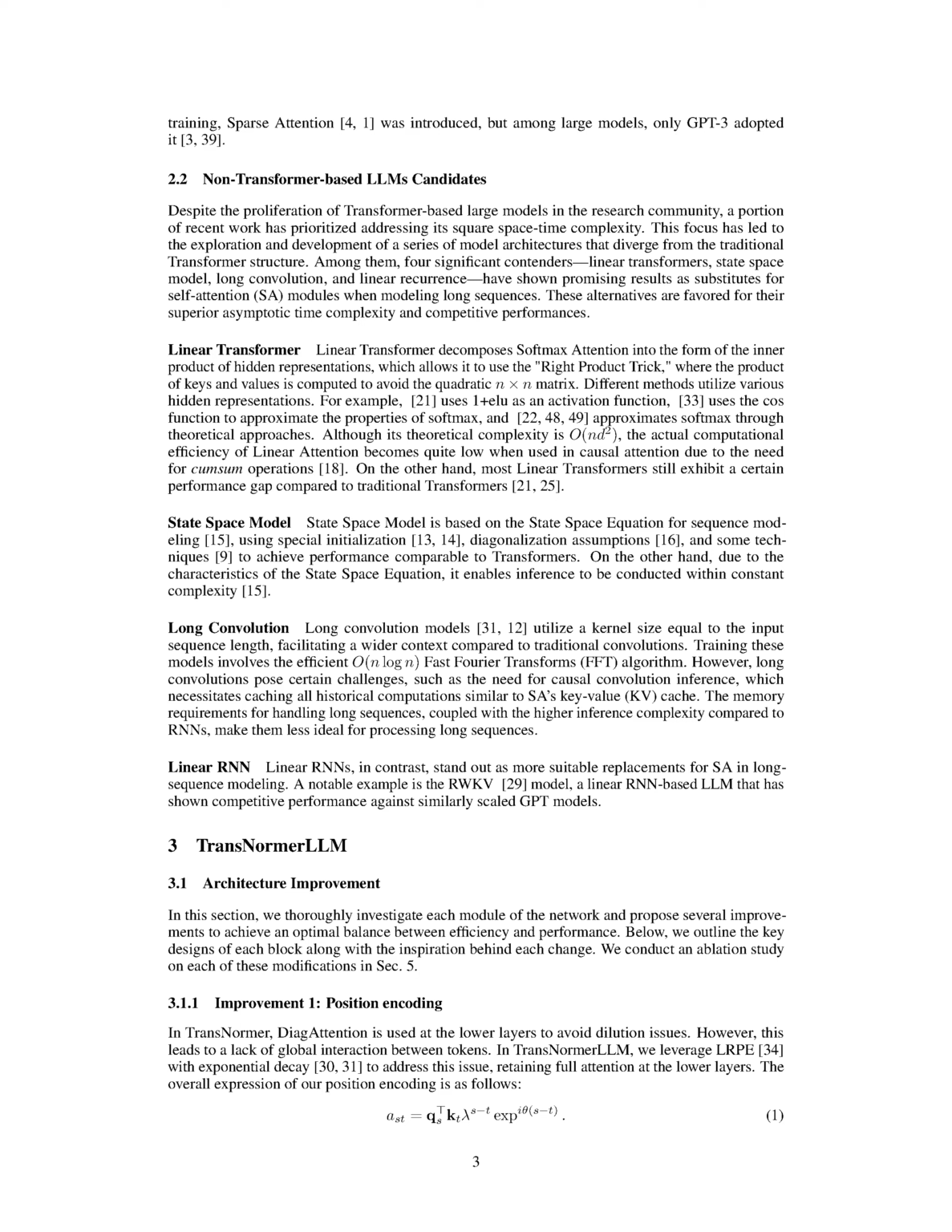One of the improvements we've made is to the position encoding in the TransNormer model. In the original model, diag attention is used at the lower layers to avoid dilution issues. However, this leads to a lack of global interaction between tokens. In our improved model, which we call TransNormerLLM, we use linearized relative positional encoding with exponential decay, LRPE-d, to address this issue, retaining full attention at the lower layers.